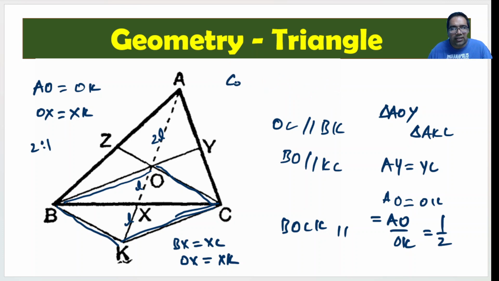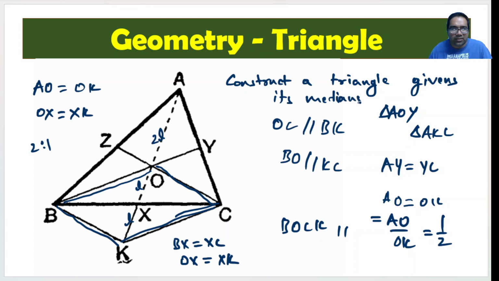To construct a triangle when given its medians. This is a very important problem for Olympiads also. When given medians, how do you construct a triangle? We use this property only. We use this property of the centroid dividing medians in the ratio of 2 is to 1. And using that property, we can actually construct the triangle.